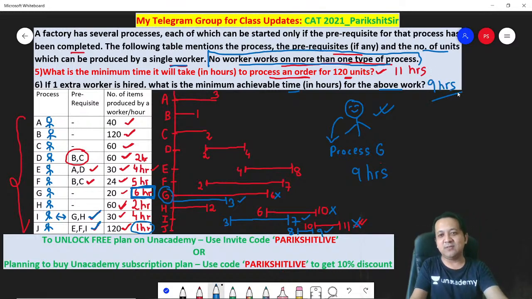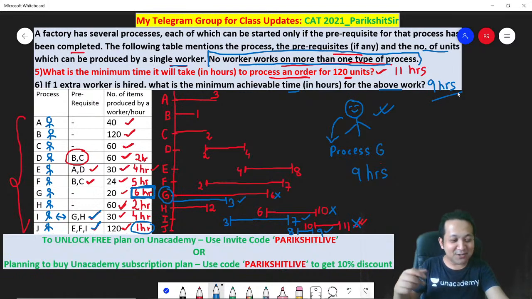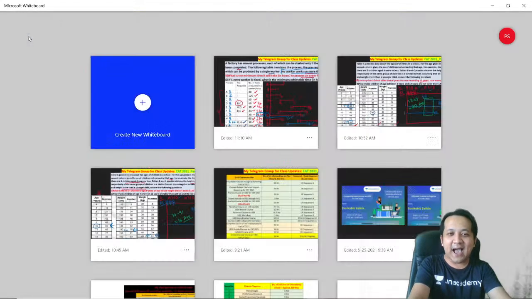Are we clear on this? Beautiful concept. If you can master this, you are going to be the 99 plus percentiler in the CAT for sure. Any doubt in this? Okay, so people are liking it, good. That's great to know. Okay, I think that's it.